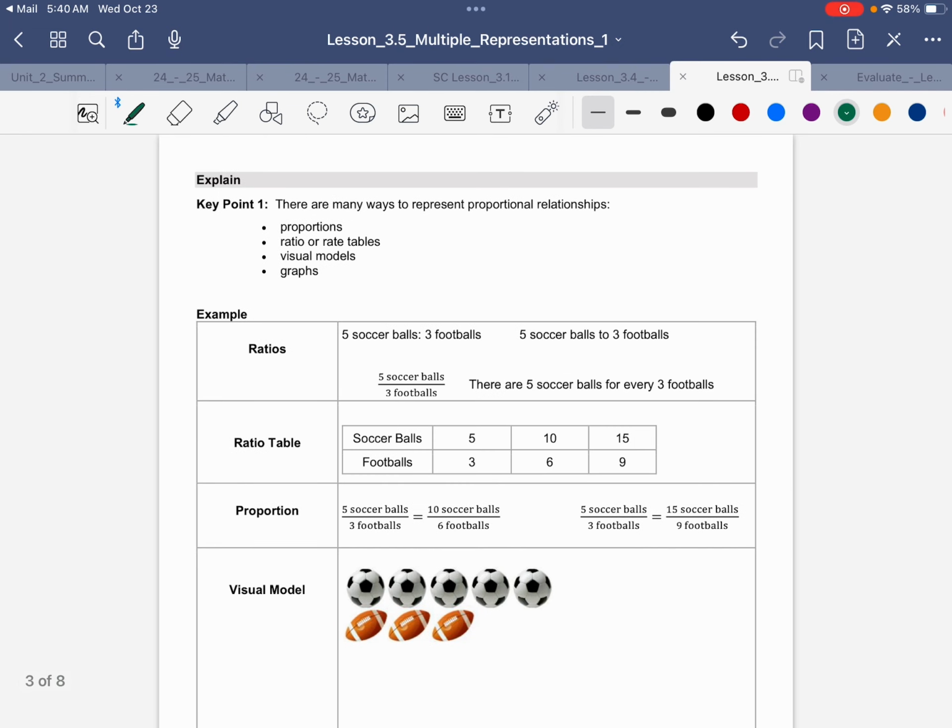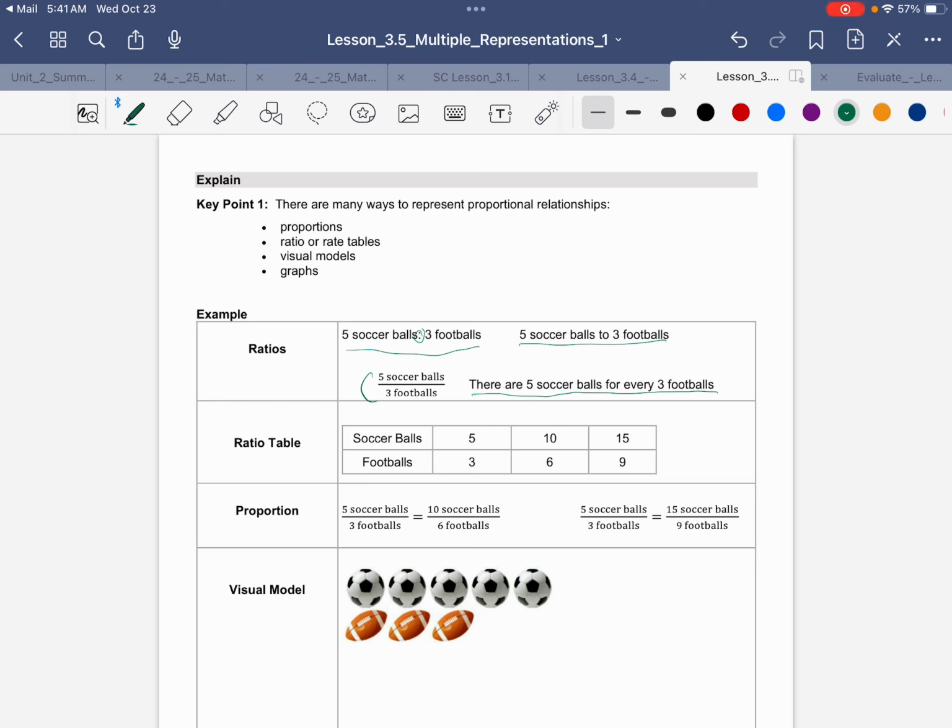All right, there are many ways to represent proportional relationships. Okay, so that's what this whole lesson is talking about, is really how can you write proportions differently and how will you see them throughout the test. So we've seen ratios. We did a whole lesson on that. So you have the words right here, 5 soccer balls to 3 footballs, with the colon in the middle. You also have the words with only words, 5 soccer balls to 3 footballs. Then you have the fraction form here. And then you have a sentence written out. There are 5 soccer balls for every 3 footballs.